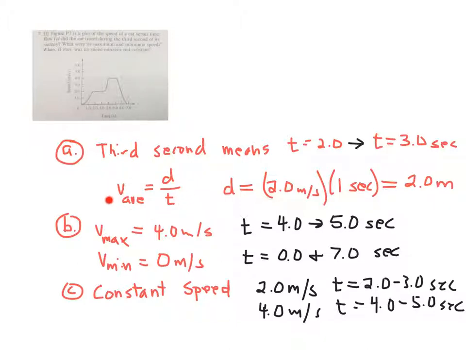So the V here stands for the average speed. At any specific spot, it's the instantaneous speed at that spot. And the D here stands for the distance traveled.